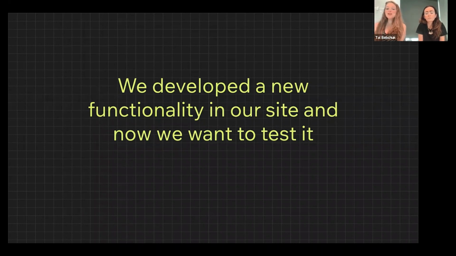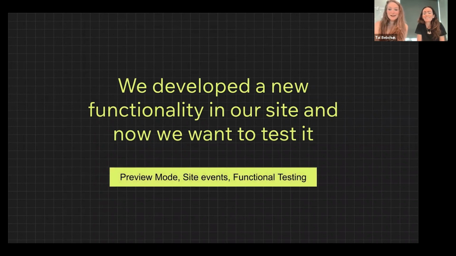We developed a new functionality in our site, and now we want to test it. What can we use? Maybe we can use the preview mode. I think you're actually right. Okay, so we can use the preview mode. We can use the site events to see the logs, and we can use the functional testing, the play icon in the left that we can use for backend functions.